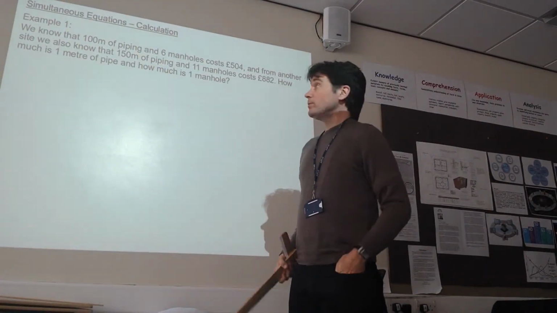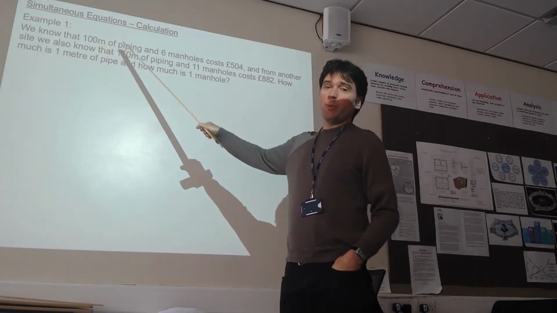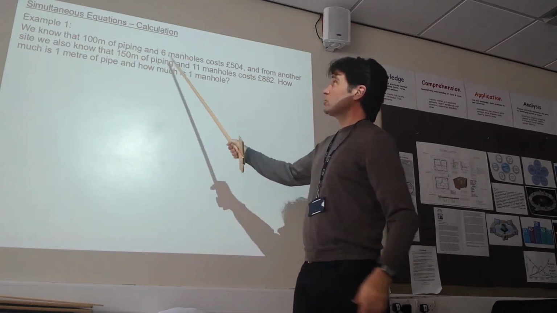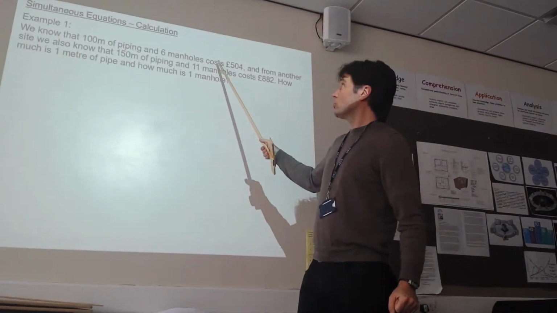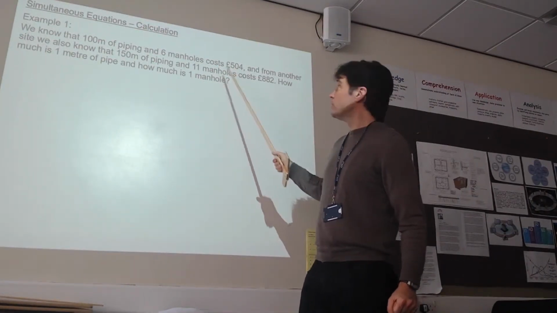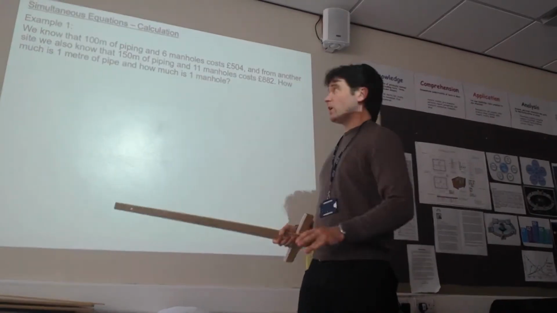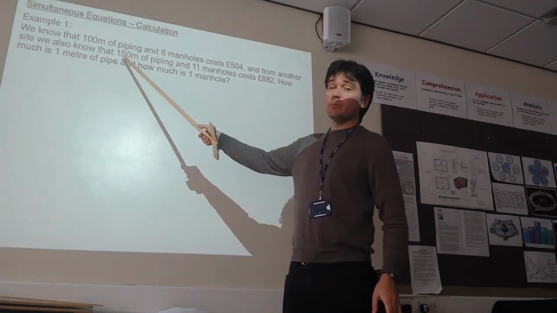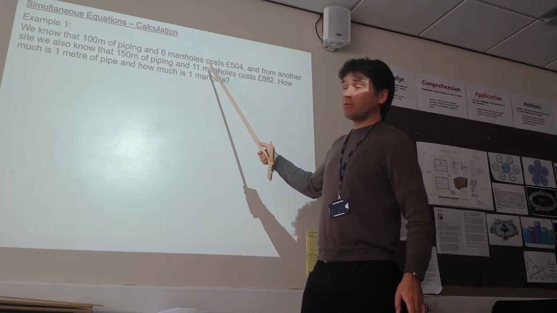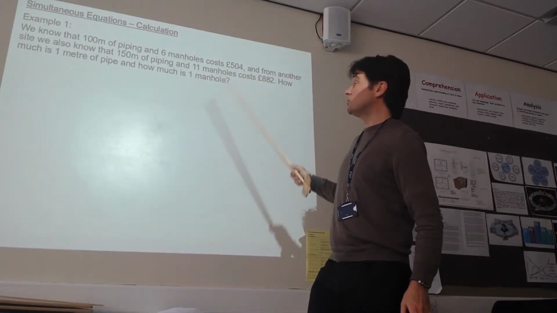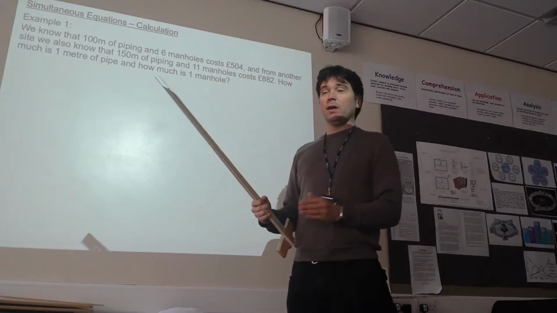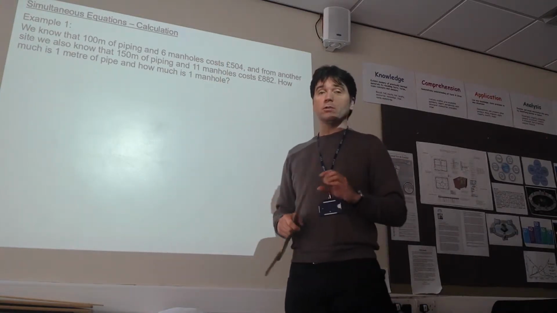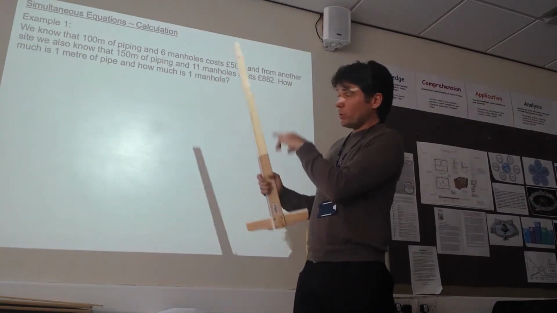Consider this example. 100 metres of pipe and 6 manholes, so this is drainage piping or whatever, costs £504. But on another building site, 150 metres of pipe and 11 manholes cost £882. How much is 1 metre of pipe and how much is 1 manhole? So we've got two equations that we can compare together.